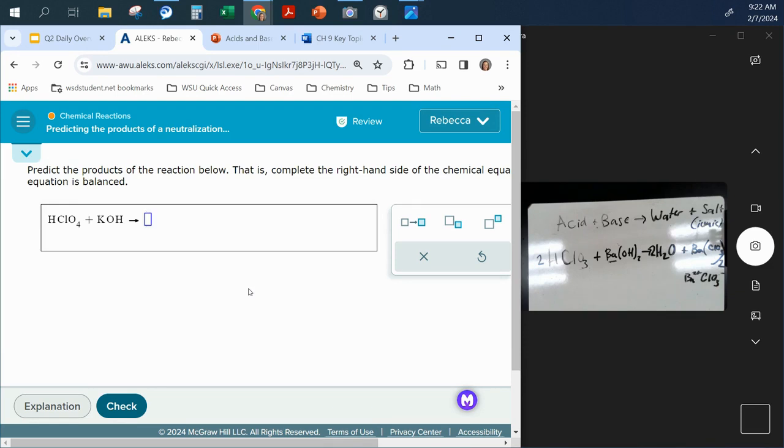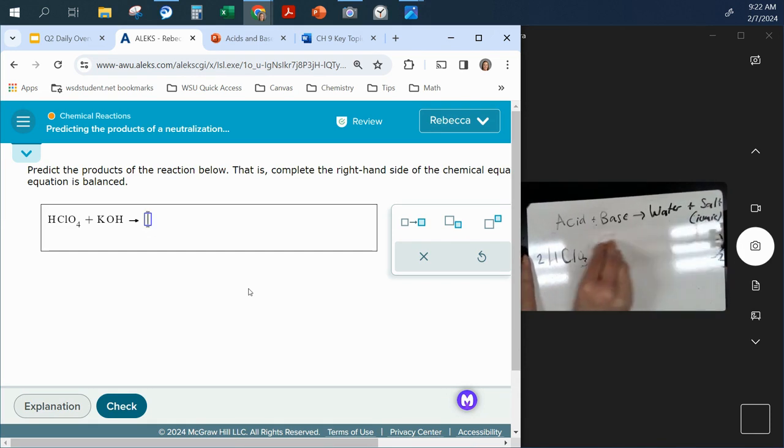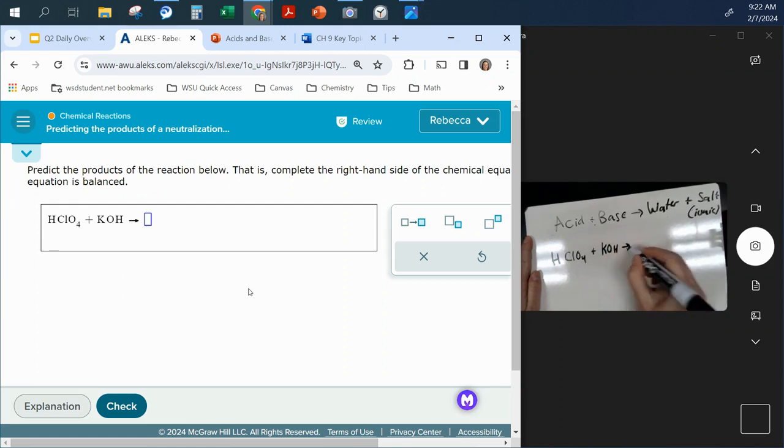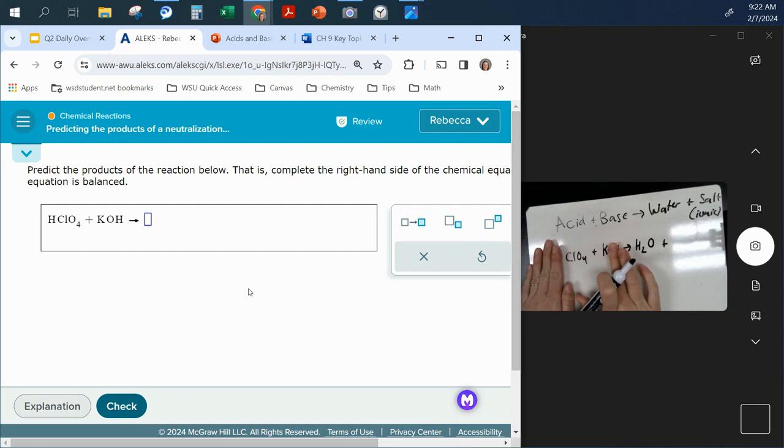Okay, this one should be a straightforward one because I don't see a 2 on the hydrogen, I don't see a 2 on the hydroxide. So hopefully this one just goes forward. HClO4 is perchloric acid. KOH gives us water, and so get rid of the hydroxide and the hydrogen, and then we have KClO4.